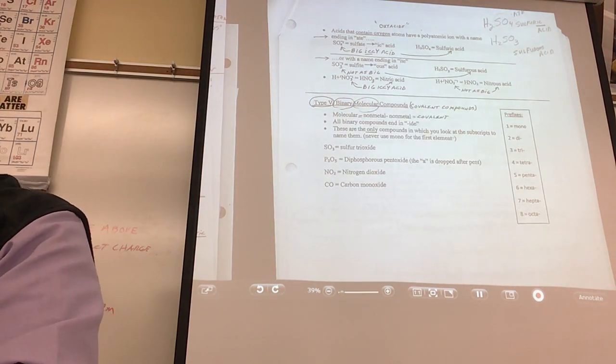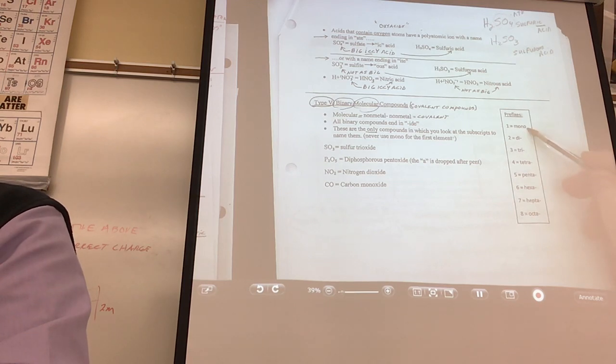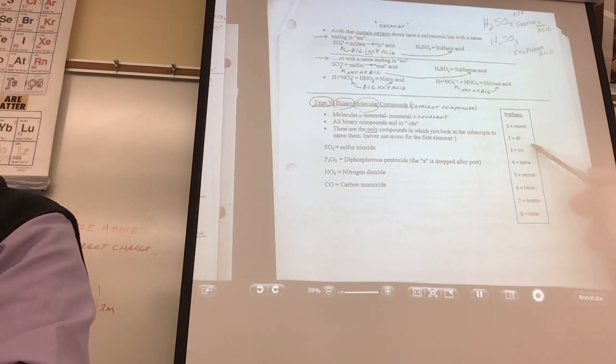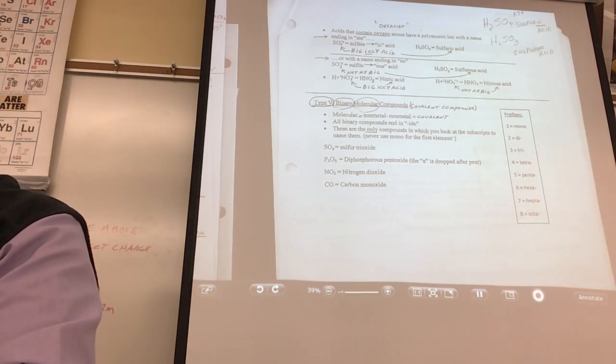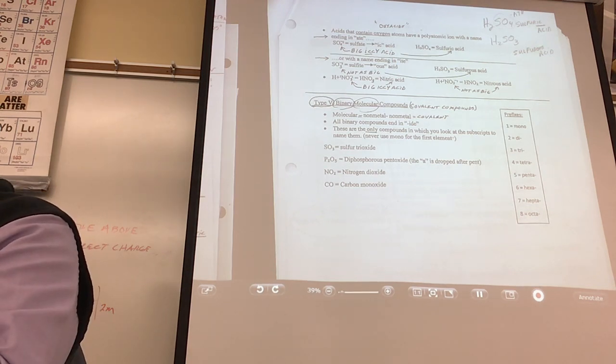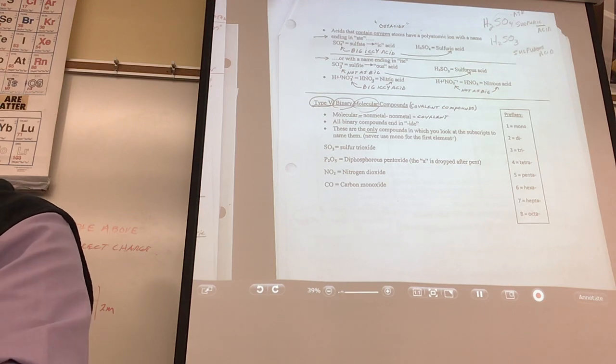And what you need to know is mono means 1, di is 2, tri is 3. What's 4? Tetra. 5? Penta, like pentagon. All right, 5. 6. Hex looks like 6, doesn't it? Hex. Hepta 7, octa 8. Anybody know what 10 is? Deca. Anybody know 9? Nona.